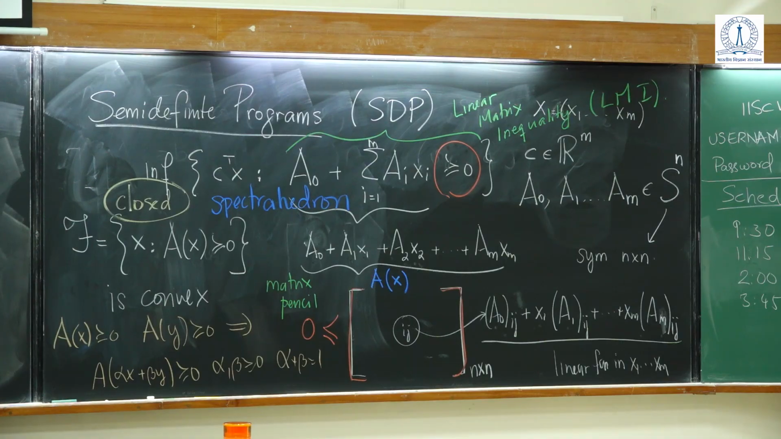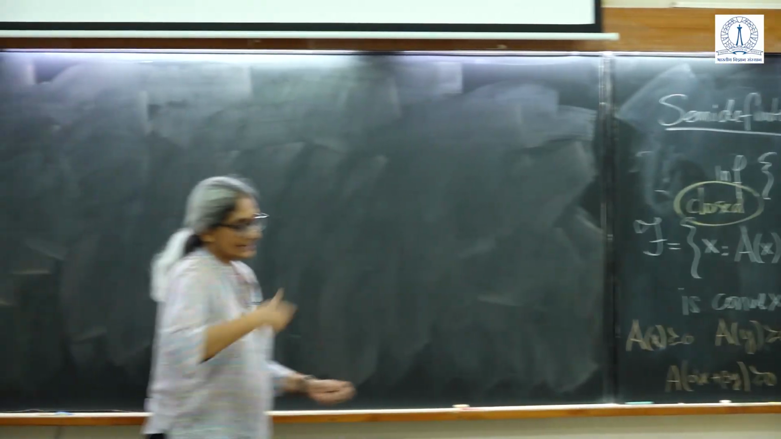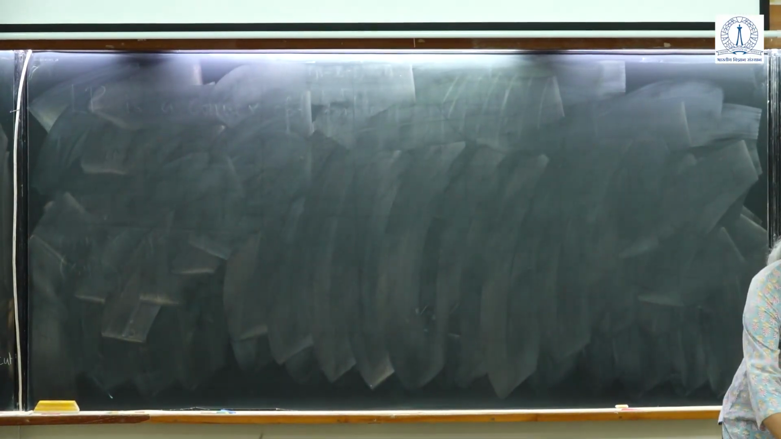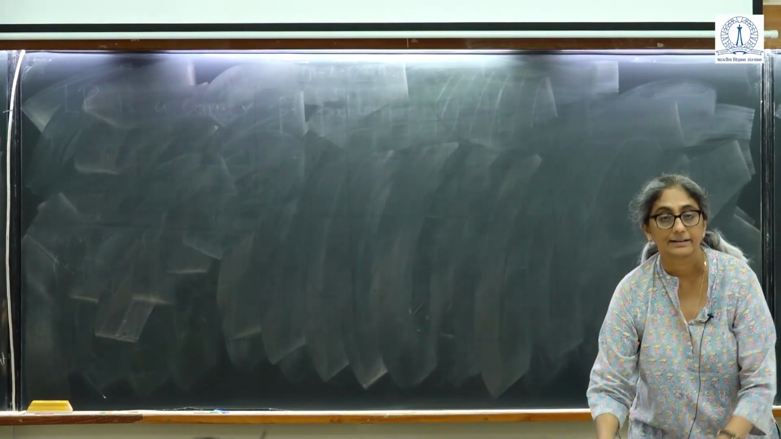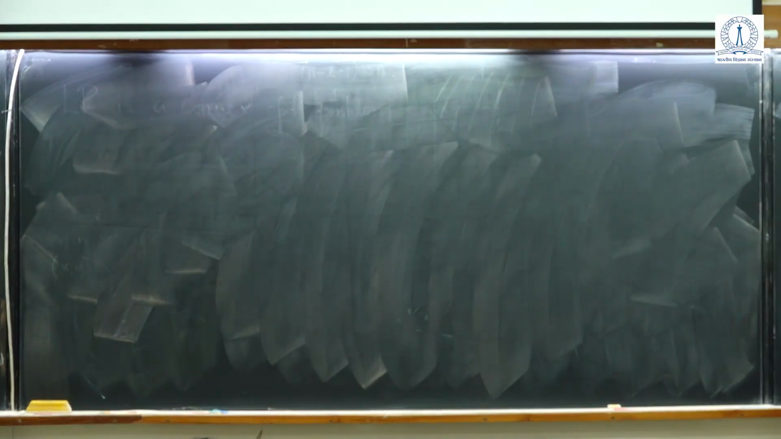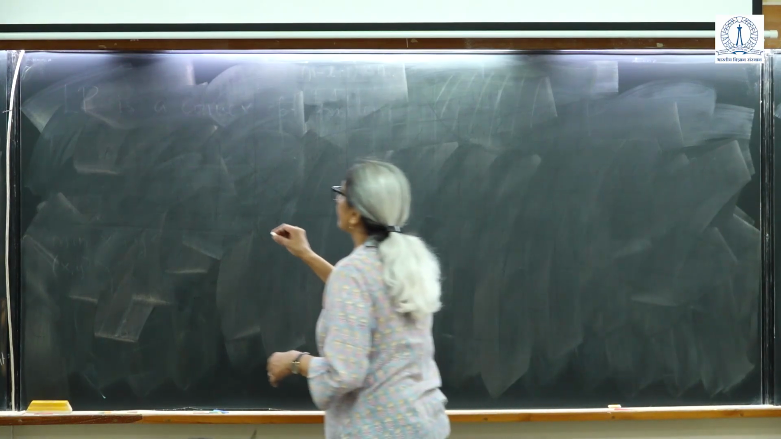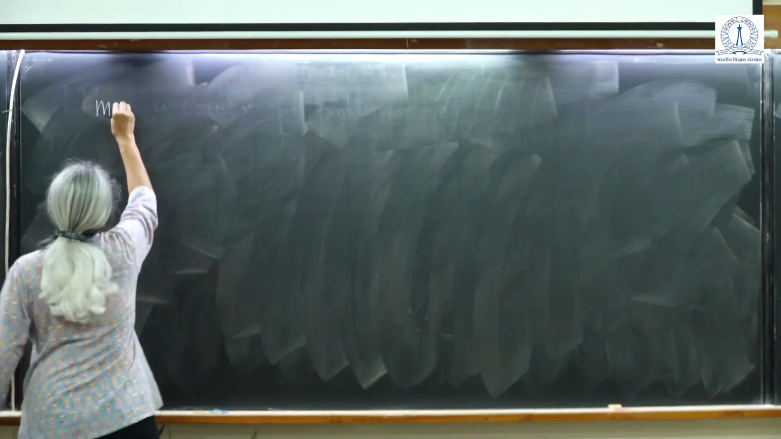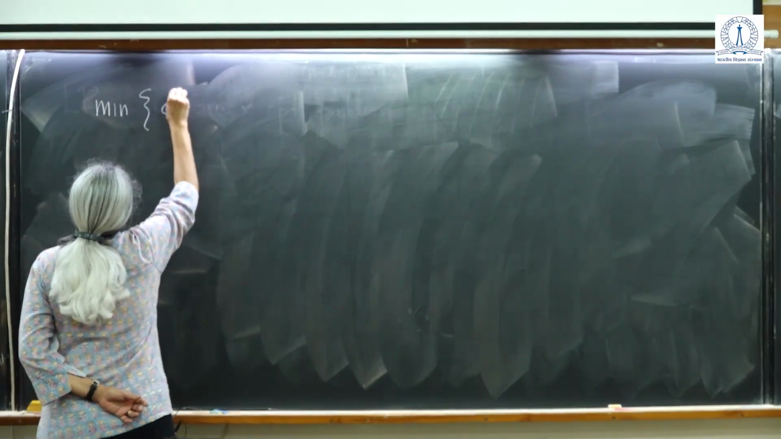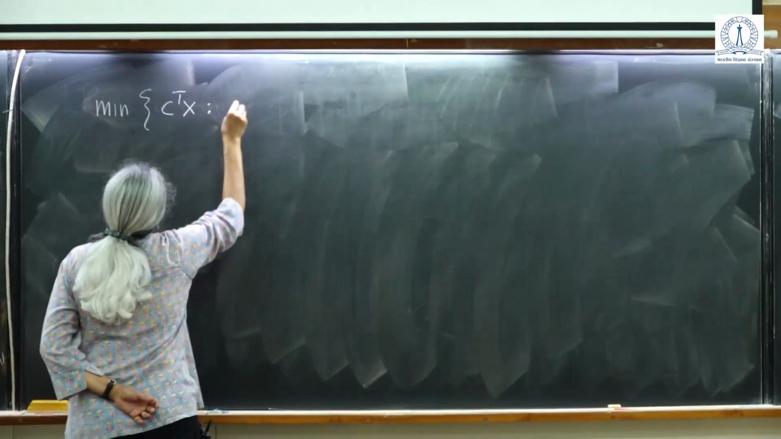Okay, so let's start talking about examples of SDP. The first example I want to do is a linear program. I want to argue that a linear program is a semi-definite program. So let's start there. Let's start with a linear program of the form: minimize c transpose x subject to Ax.